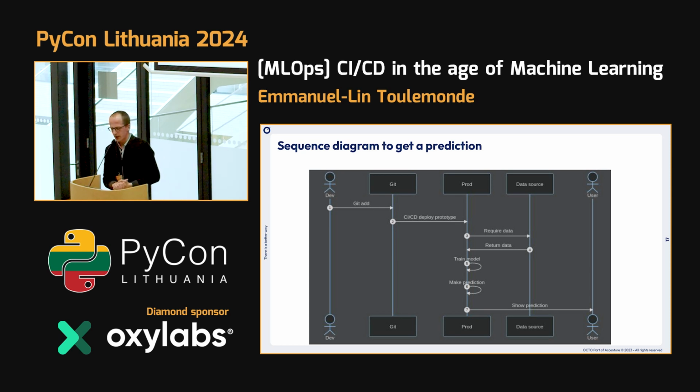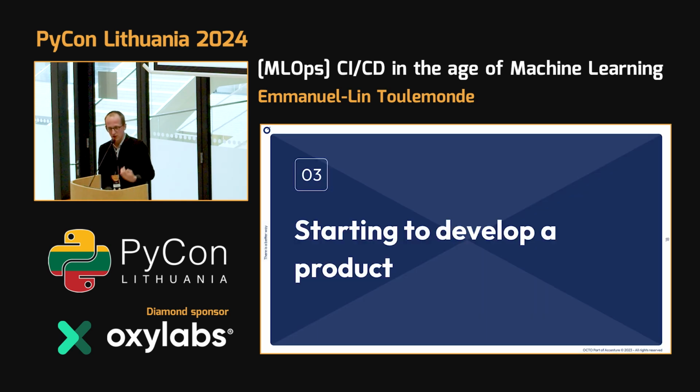Nice. Now the marketing team loved it, and they want a product about it. They want to be able to have predictions regularly, and they want stuff like that. So I'm starting to develop a product, and it's new problems, right? I will need to be more robust and stuff like that.